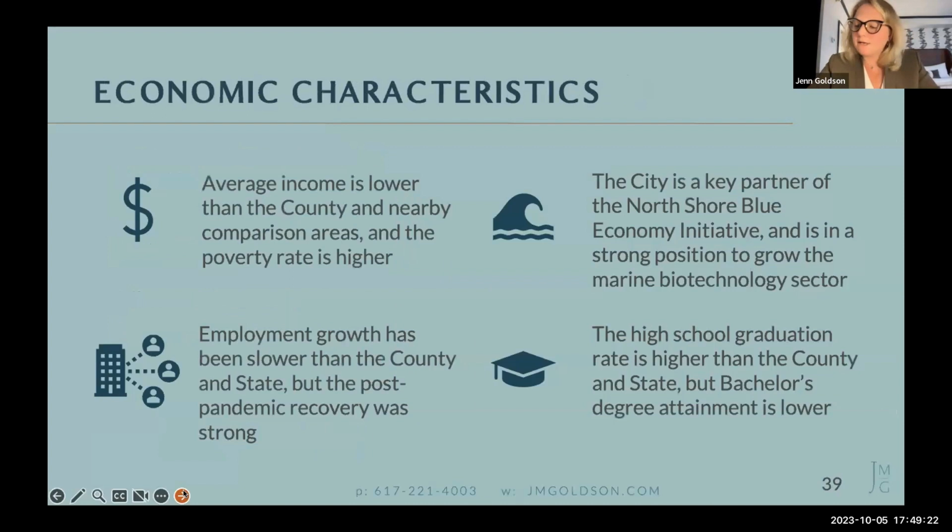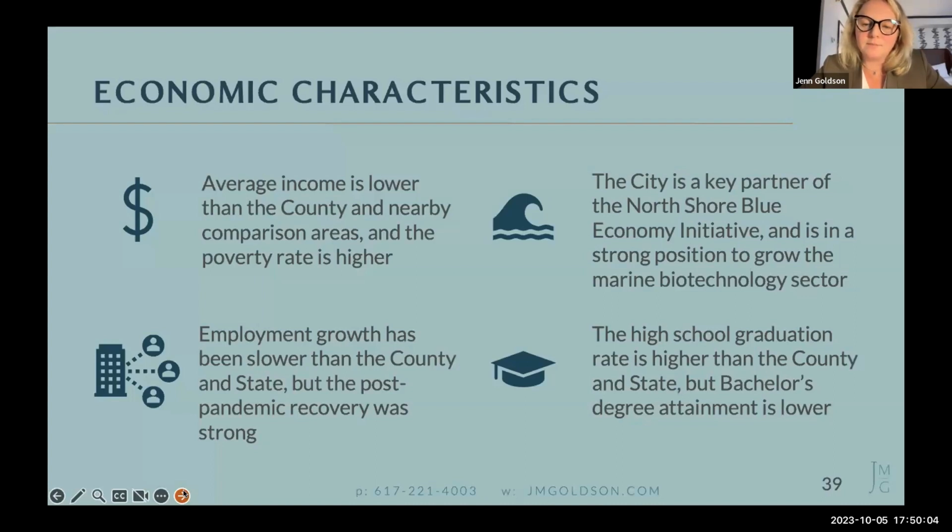All right. So let's look at economic characteristics. So we have just a few indicators here. There's more in the report, but your income is lower than the county and the area median income. And so Gloucester's median household income is almost 83,000. It's 82,984. That's an estimate. And then if you look at the county's median income, it's a little bit higher. It's 86,684. Employment growth has been slower in Gloucester than in the county and in the state. But we did see that your post-pandemic recovery was strong.